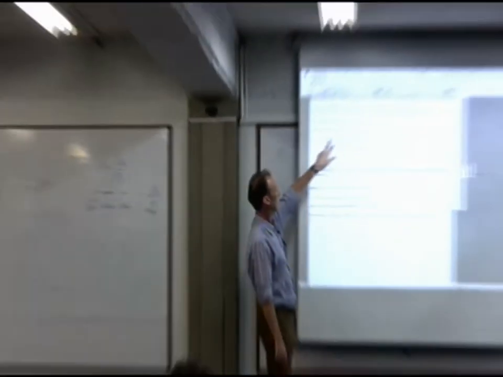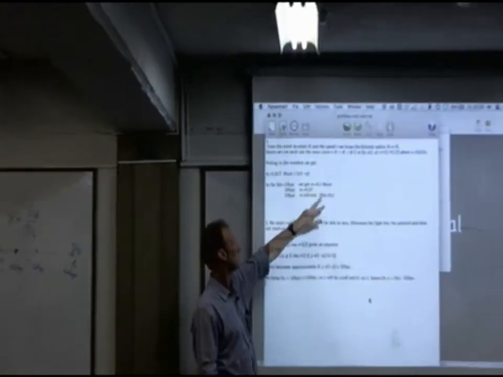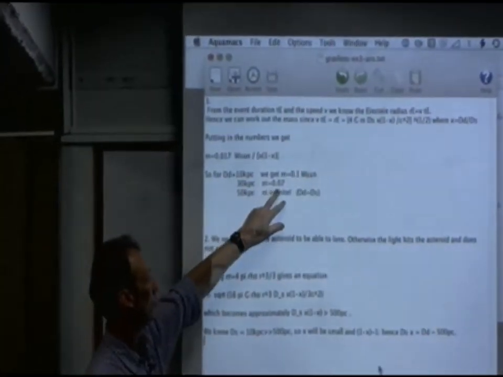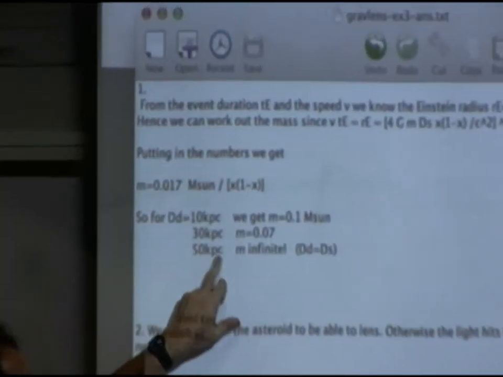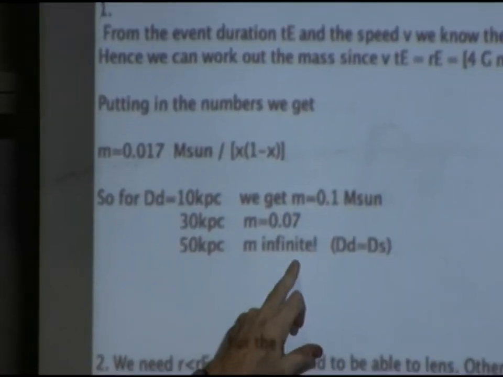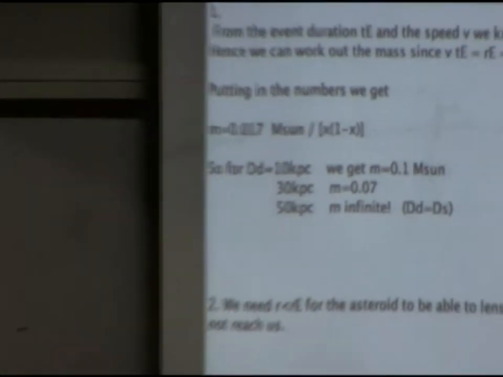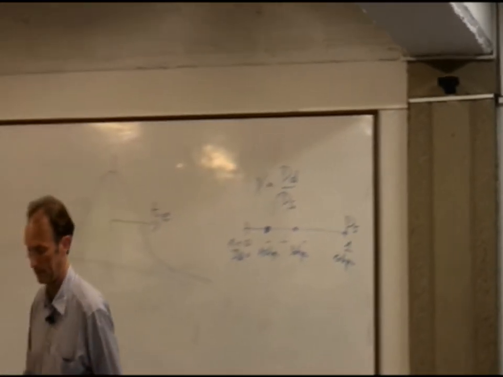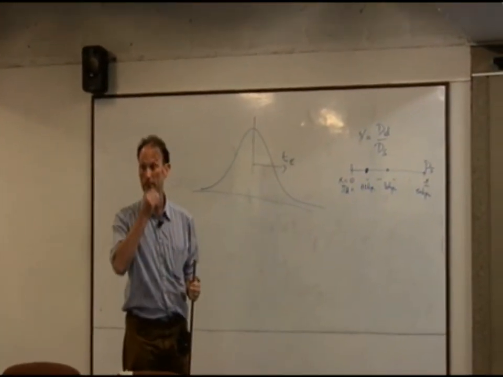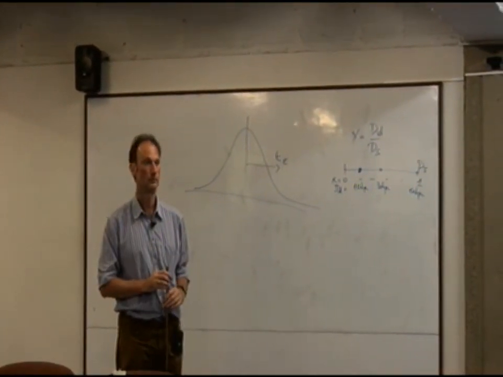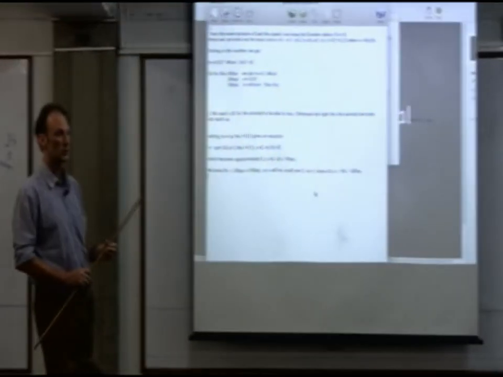So if you have the lens close by, then you get a fairly large mass because lensing is not very efficient. When you put the lens roughly halfway, you get a lower mass because the lensing effect is more efficient. And when you put the lens right on top of the source, then you actually need an infinite mass. You cannot make lensing when the lens is right on top of the source. Was this problem okay? People could do this? Good.